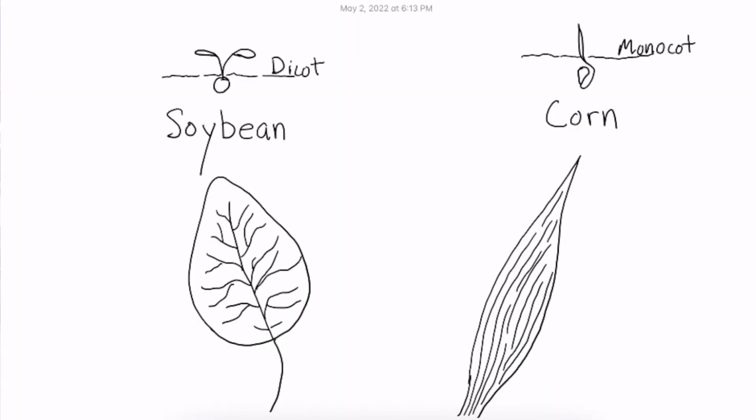So what's the main difference there between corn and soybeans? Well, corn is a grass or a monocot, meaning it has one cotyledon that comes out of the ground, and soybeans are a dicot, meaning it has two cotyledons that come out of the ground. And they're quite different in the way they grow. That's one of the main reasons everybody uses corn and soybean rotation.